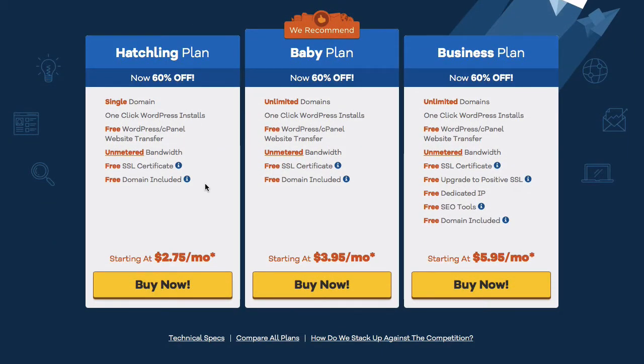And when first getting started, I would recommend the Hatchling plan if you only want one domain. Now, if you want multiple domains, I would go with the Baby plan. That's the difference between the two. You don't need the business plan now. And the good news is you can always change plans to suit your needs. So I'm going to go ahead and select the Hatchling plan and then click on Buy Now.